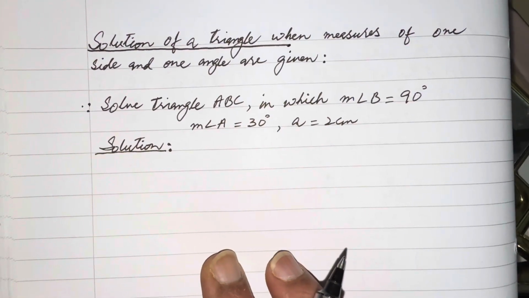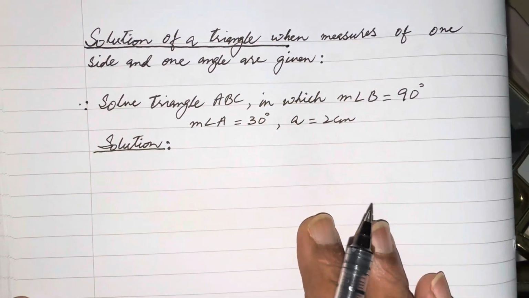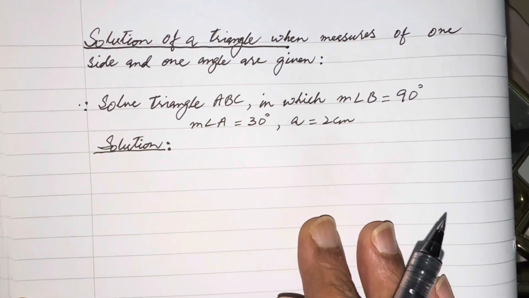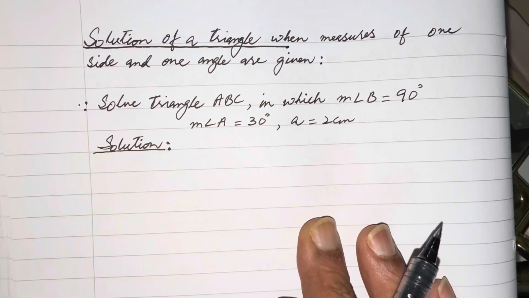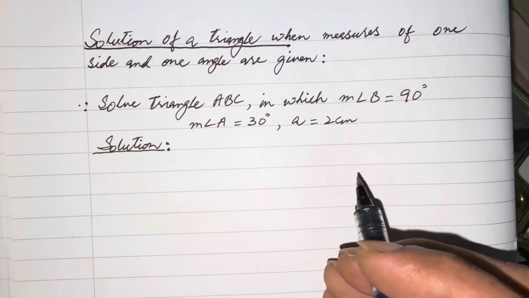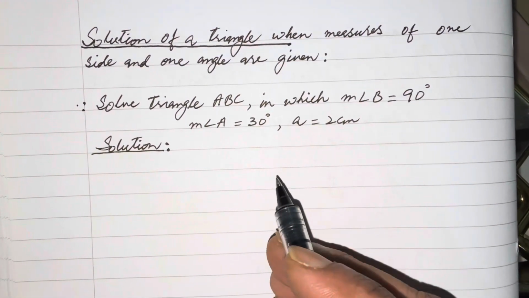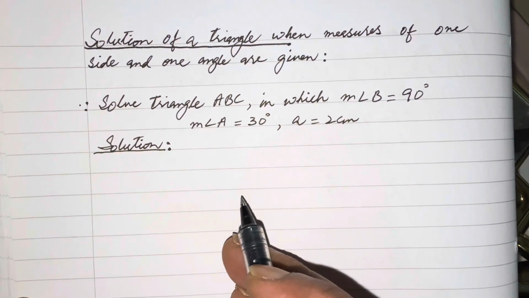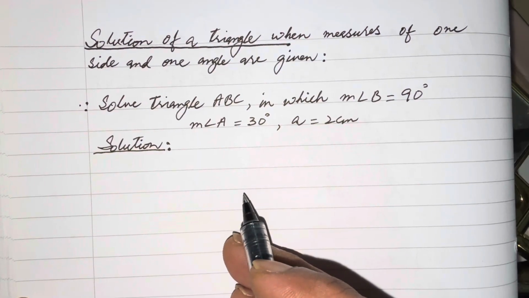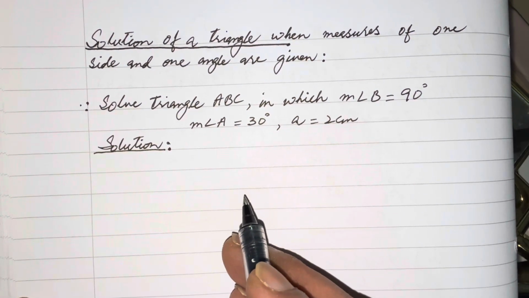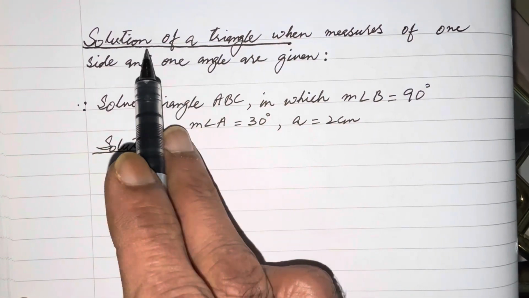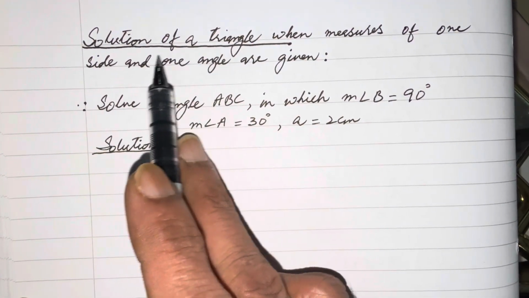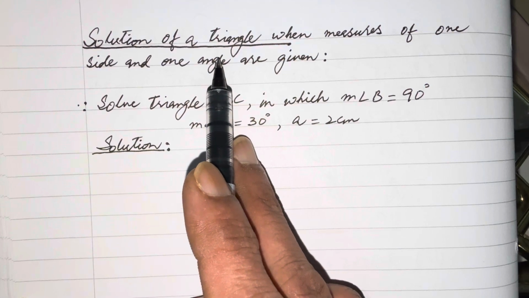So in our today's lecture we are going to start to find the solution of a right angle triangle, to find the length of the sides of the right angle triangle or any of the angles of the right angle triangle. So that is called the solution of a triangle or solution of a right angle triangle.